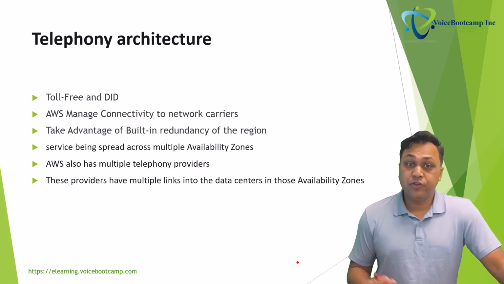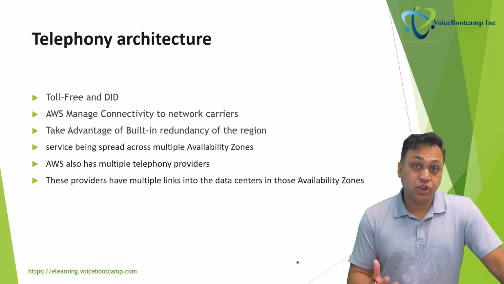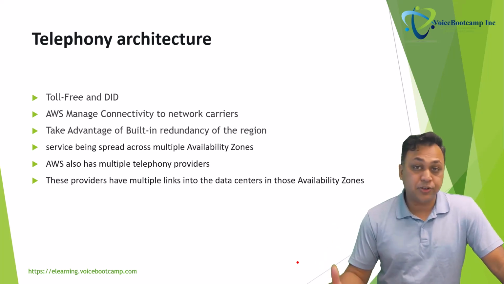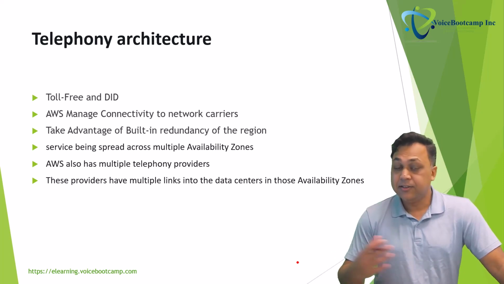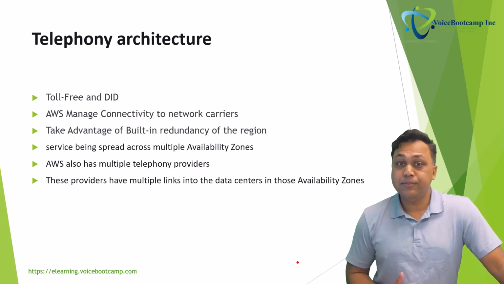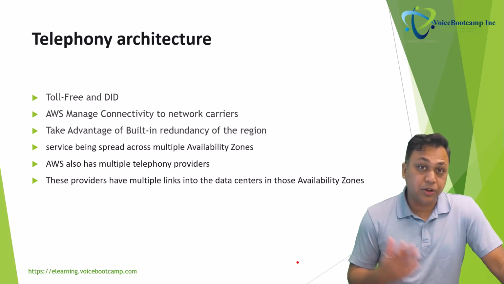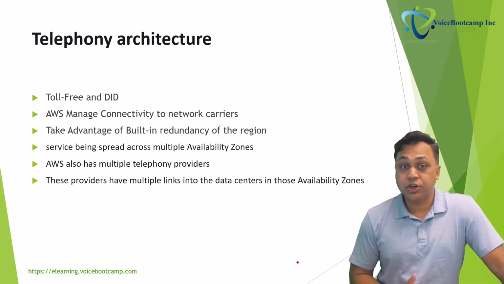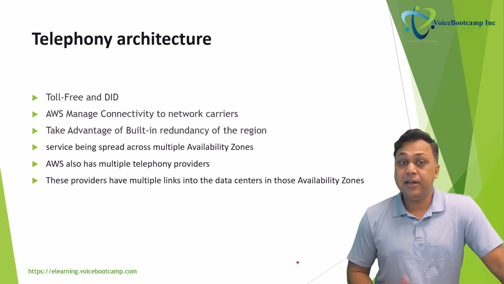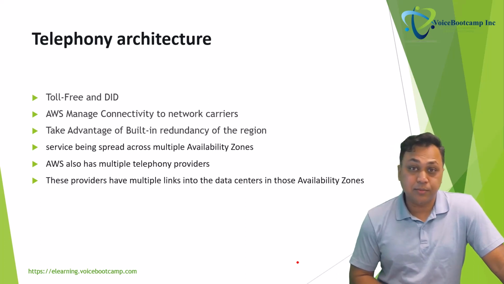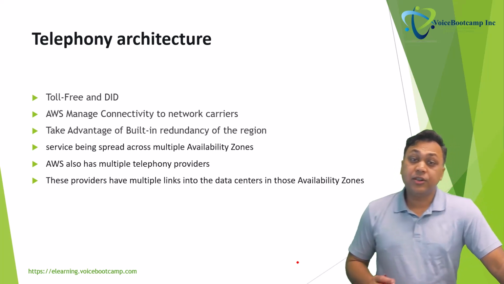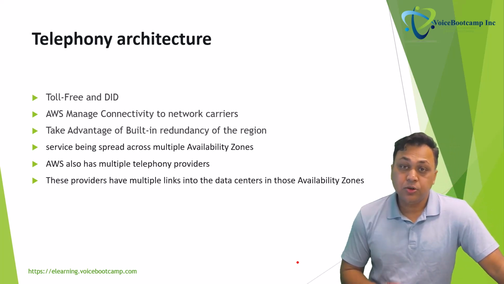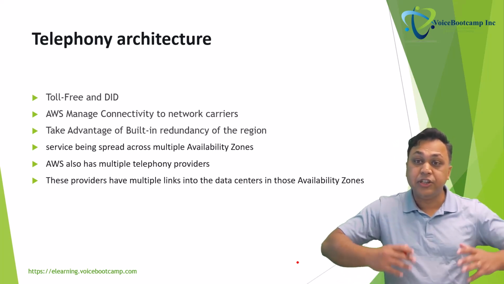For example, Amazon may have some sort of integration with AT&T, maybe Sprint, maybe British Telecom, India's BSNL, Singapore's Singtel. Many carrier providers around the globe have some sort of partnership with AWS, and they provide the connectivity with the AWS telephony architecture. When Amazon Connect is deployed in a region, we take advantage of the built-in redundancy of the availability zones.